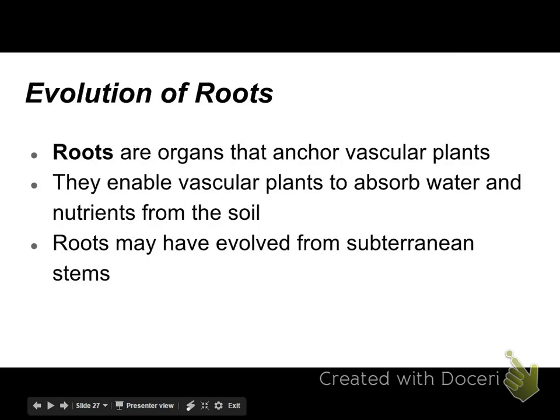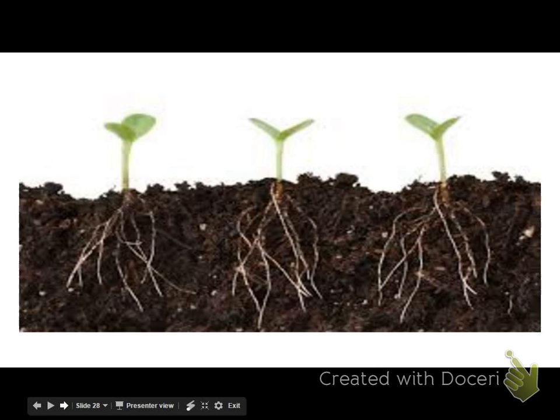Evolution of roots. Roots are the organs that anchor vascular plants, and they allow for the absorption of water, minerals, and nutrients from the soil. Roots may have evolved from subterranean stems, like water plants and things. And this is just a picture of roots. I got really bored here. I was like, they need a photo.